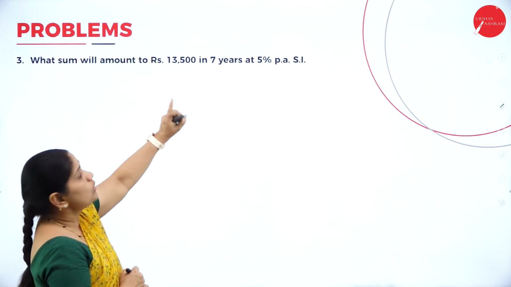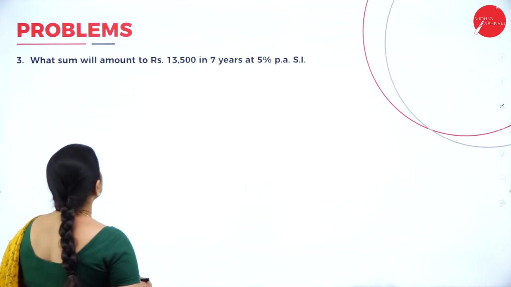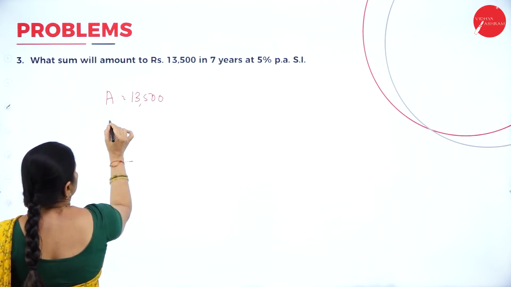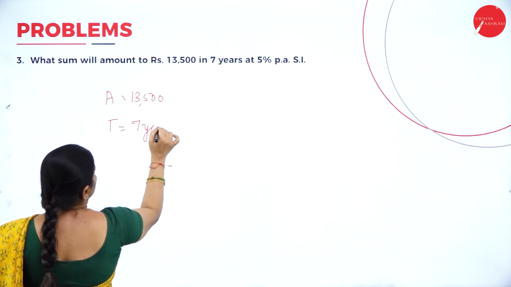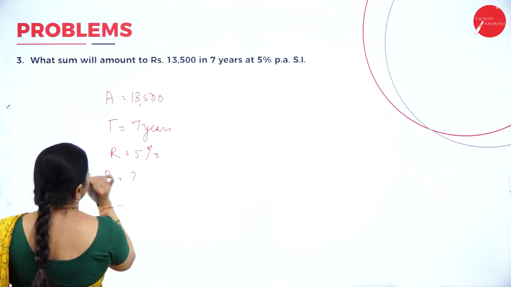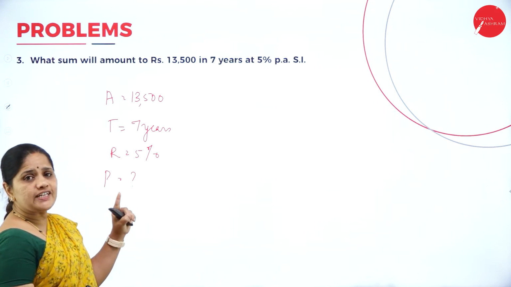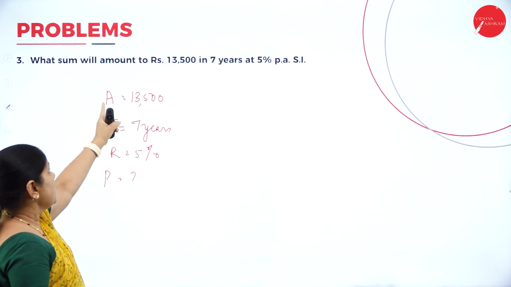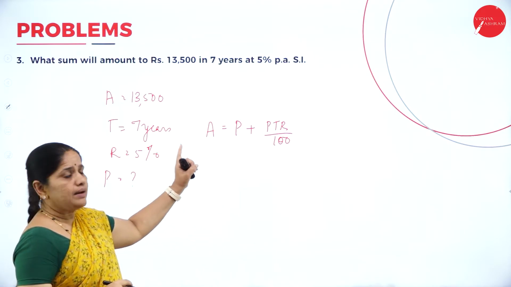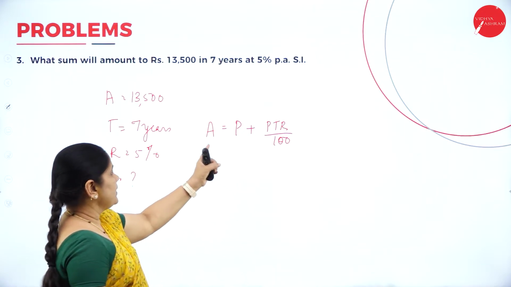What sum will amount to rupees 13,500 in 7 years at 5% per annum simple interest? So now they have asked us what is P, but they have not given us the simple interest here. They have given us amount, time and rate of interest. See here, we know that amount equals principal plus PTR by 100. That is, principal plus simple interest equals amount.